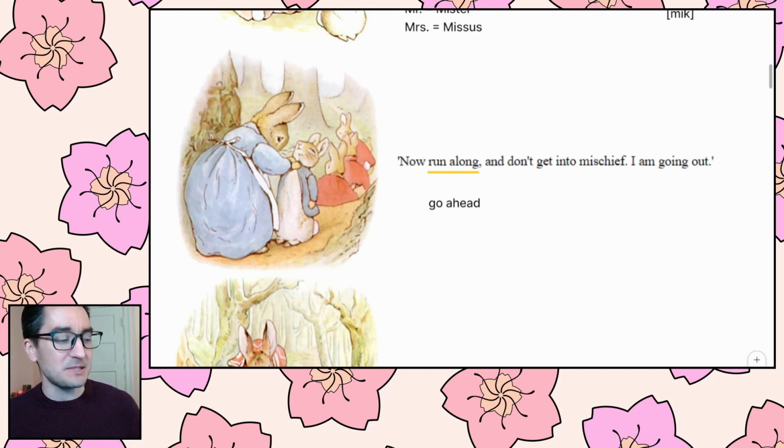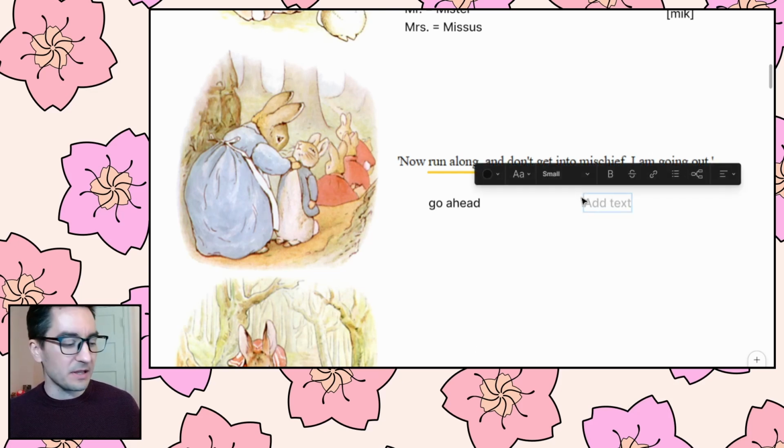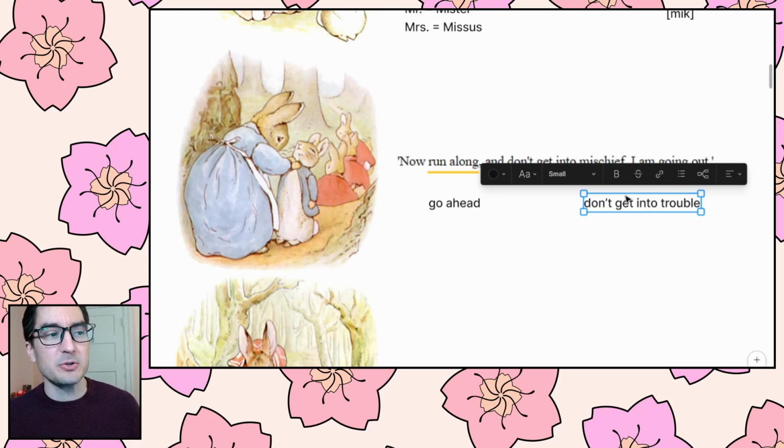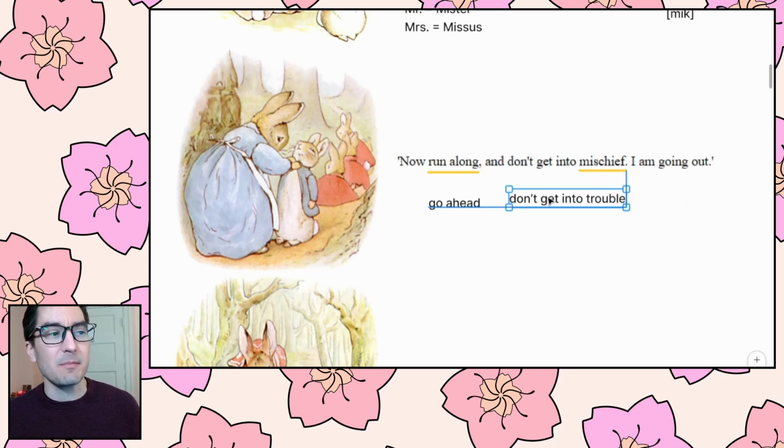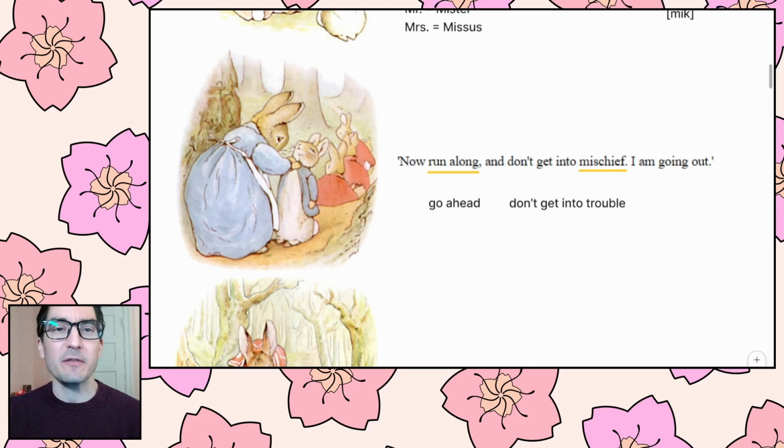Don't get into mischief. Mischief is a word meaning bad things. Don't do bad things. This is like don't get into trouble. So if children do something a little bit crazy, they might get into trouble. So you can imagine a parent saying, okay, kids, don't get into trouble today. Don't do anything silly. Don't do anything crazy. So here, that's what she means by mischief. Again, not a very common word, but it's similar to trouble.